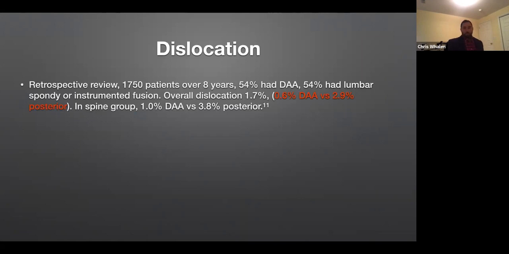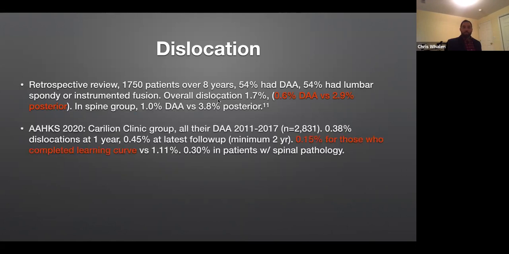Dislocation, Jeremy kind of beat this to death, but this is a retrospective review. Anterior approach 0.6% in the DA versus almost 3% in the posterior group. And even in patients with spinal pathology, much better in the DA group. Curley and Clinic published or presented this at AAHKS this year. They looked at their DAs, almost 3,000 of them, 0.38% overall at 1 year in the DA group. But for those who had completed their learning curve, it was 0.15%. And even in patients with spine pathology, 0.3%. So very, very low rates.